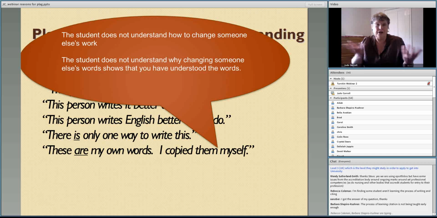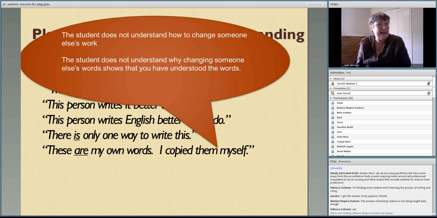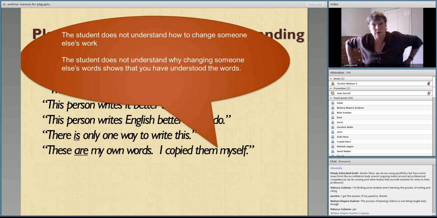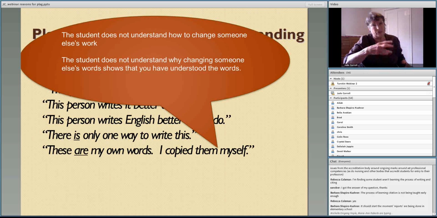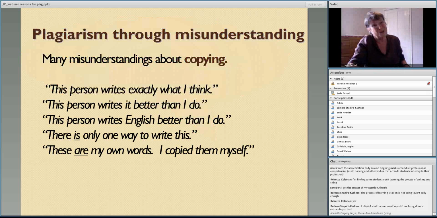This student who says, I copied them myself, so that makes them my own words, doesn't understand how changing someone else's work makes it into your work. So this business about words being changed and so forth and so on are actually about you working with somebody else's work to make it your own work. So misunderstanding through how students describe what they're doing when they're copying is quite interesting.